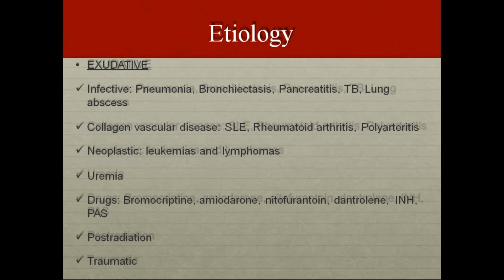And in cancers, neoplastic, which means cancers, in leukemias and lymphomas, whatever might be, in any malignancies, you get the exudative type of pleural effusion. And other causes might be drugs causing the exudative pleural effusion: bromocriptine, amiodarone, nitrofurantoin, isoniazid, and all that. Most important among them are amiodarone and bromocriptine. And post radiation, as I said, in cancers you give radiation, and post radiation you get the exudative type of pleural effusion, and the traumatic.